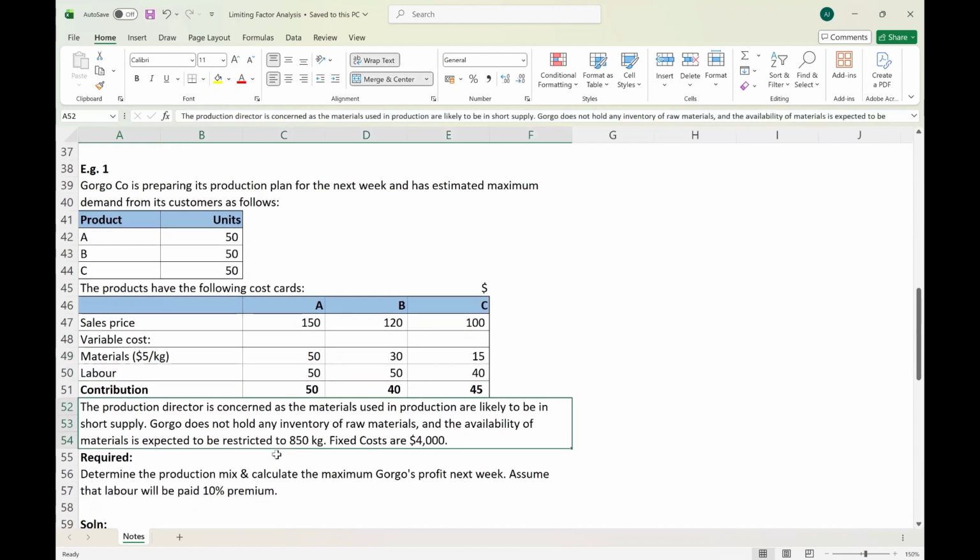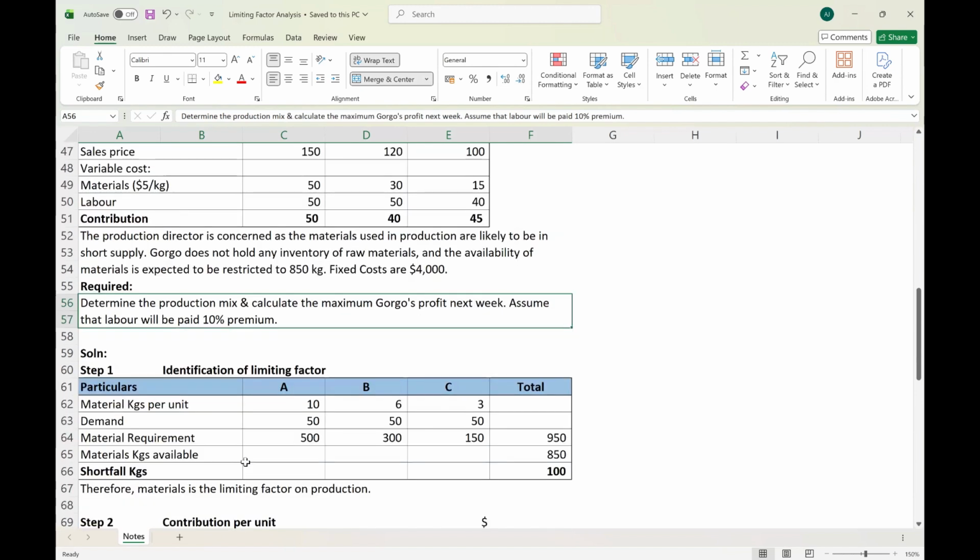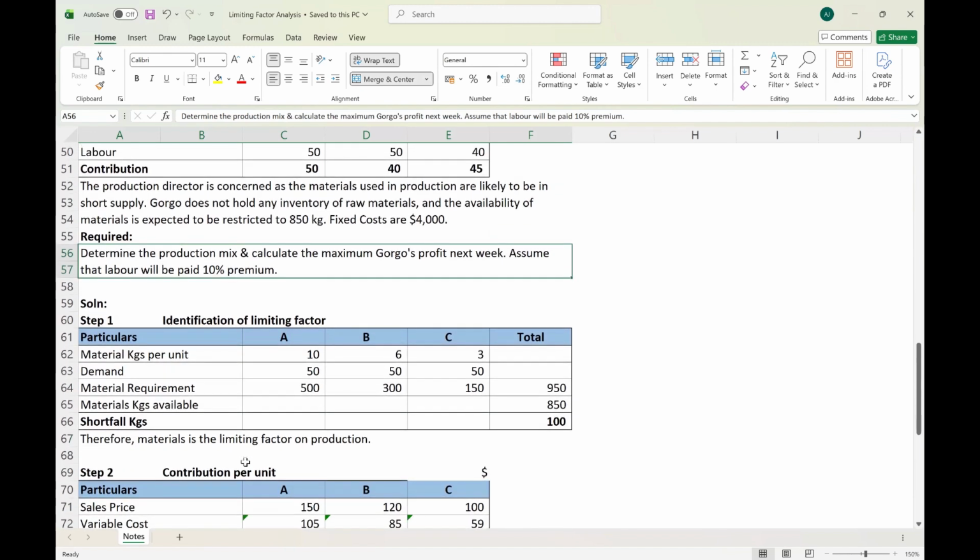The production director is concerned as the materials used in production are likely to be in short supply. Gorgo does not hold any inventory of raw materials and the availability of materials is expected to be restricted to 850 kgs. Fixed costs are $4,000. Required, determine the production mix and calculate maximum Gorgo's profit next week. Assume that labor will be paid a 10% premium. Okay. So let's take a look at the answer and we'll perform this step by step.